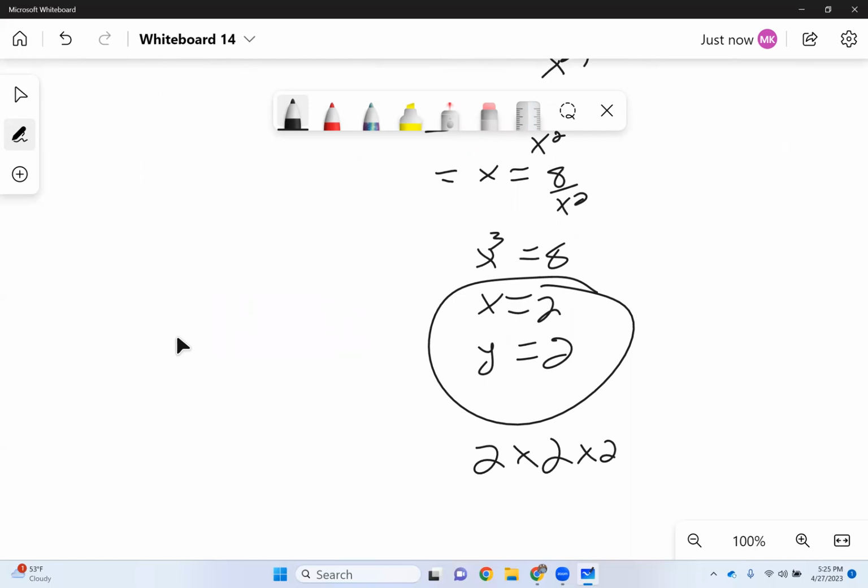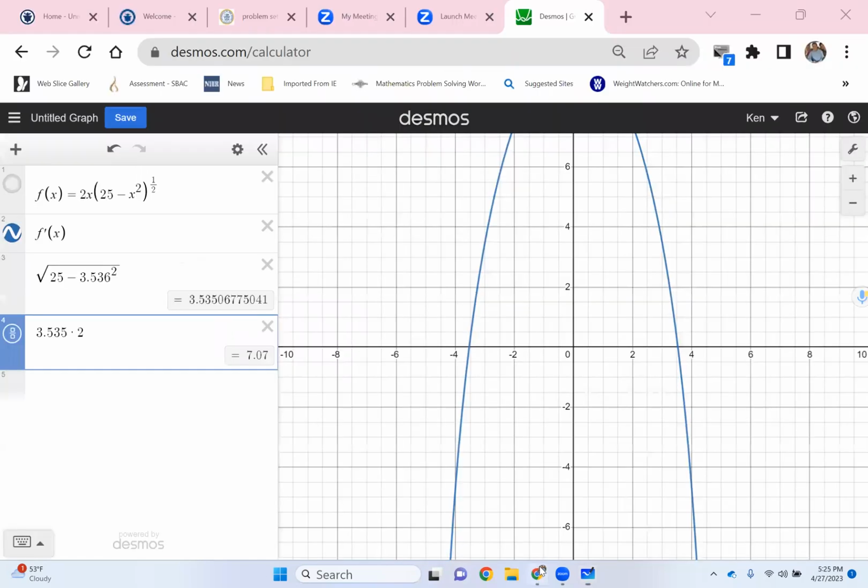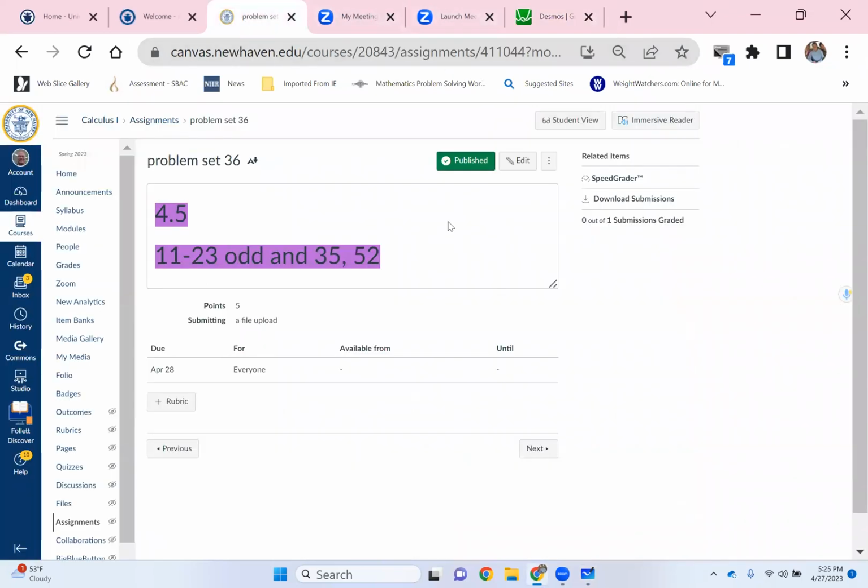Let's see what the question asks. Of all the boxes, which one has the minimum surface area? Okay, so it's the one that's 2 by 2 by 2. And that was 19. What do we have here? We have to go to 23. Piece of cake.